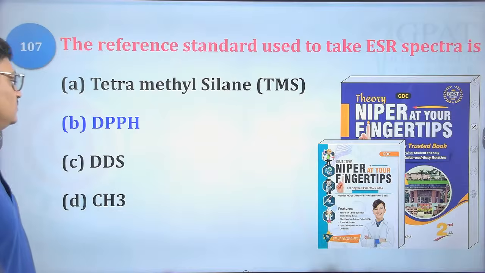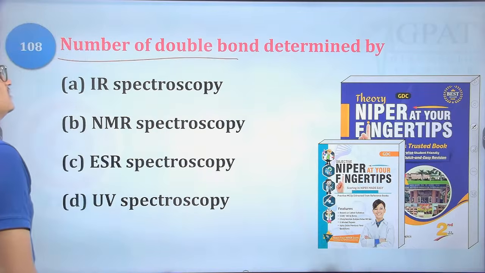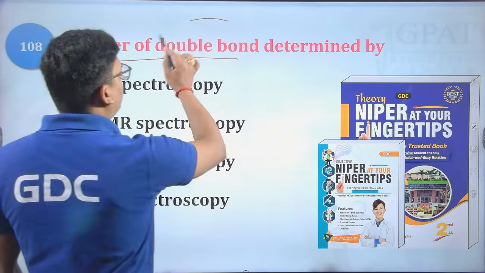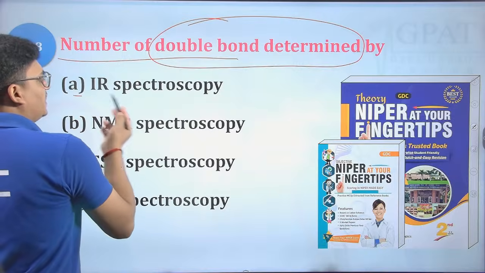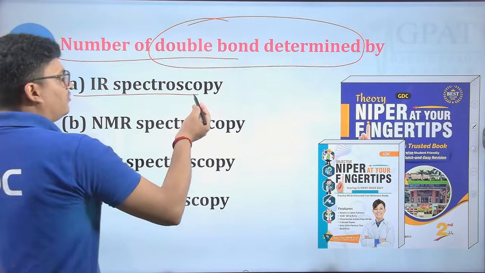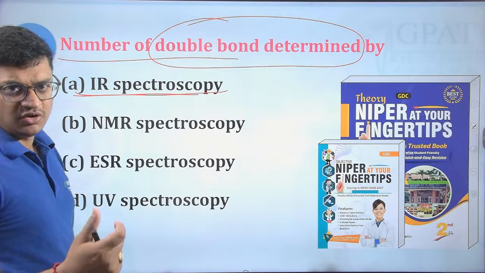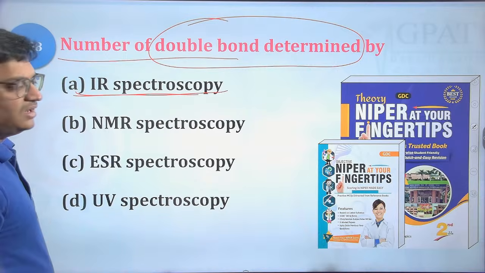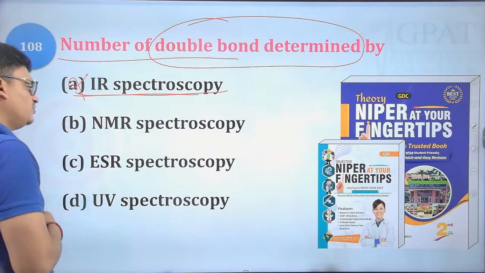2,2-diphenylpicrylhydrazyl. Now, the number of double bonds, or the conjugated system or the unsaturation, is determined by what? IR spectroscopy? IR is for what? Carbon-oxygen, hydrogen bond stretching. So no, this will not be used here.